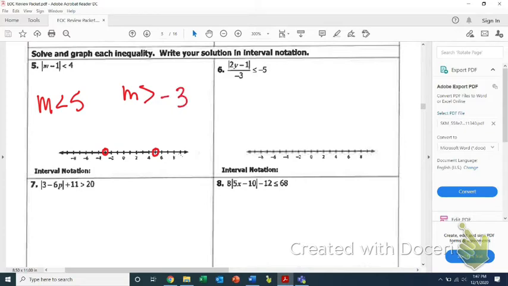Okay, so you want to shade where the point on your arrow is going. So if we look at this first one, we see M is less than 5. We'll look at your point. Everything that's less than is going to be on the inside. If we look at M is greater than -3, it's going to be to the right. So this inequality reaches from -3 to 5. Okay?